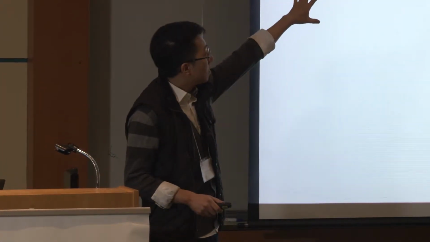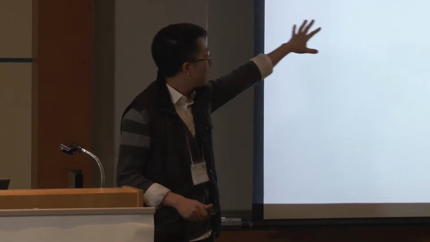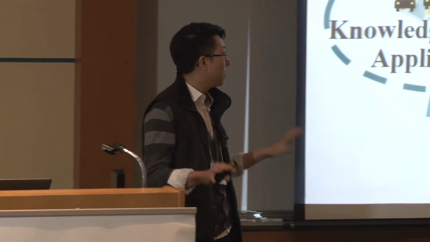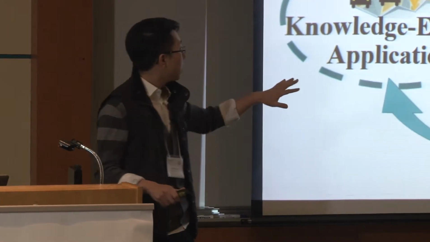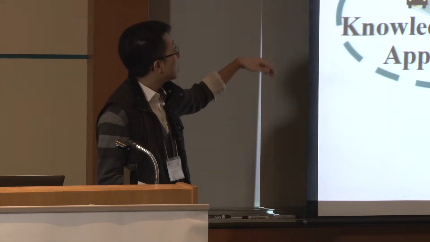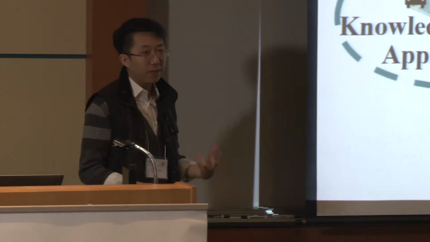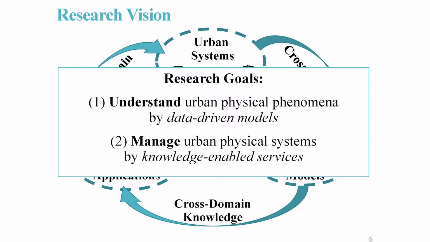With those data and systems, the research vision for CPS is that those urban systems upload cross-domain data to the cloud, and we do data-driven modeling. Based on that modeling, we have cross-domain knowledge to understand urban physical phenomena. And based on that knowledge, we design knowledge-enabled applications to improve the urban systems by providing positive cross-domain feedback to those systems. So this is a cross-domain data-driven closed-loop cyber-physical system. The research goal here is to understand urban physical phenomena by data-driven models and manage the urban physical systems themselves by knowledge-enabled services.